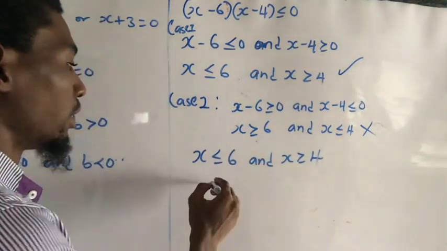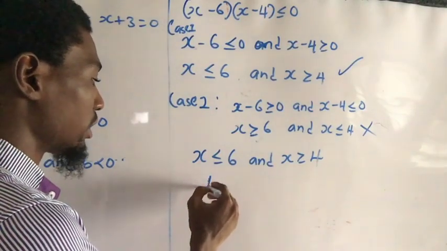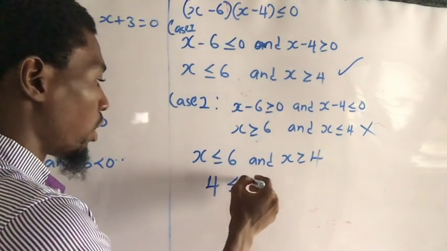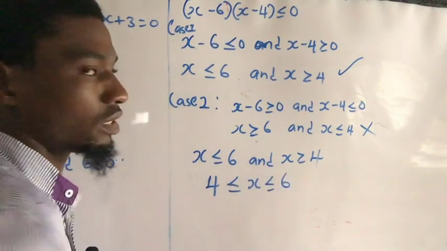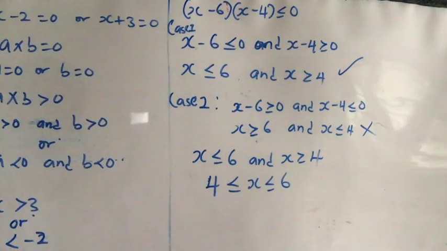So we can combine this now. That means the range of the value of x is between 4 and 6. So here is the result to the second question.